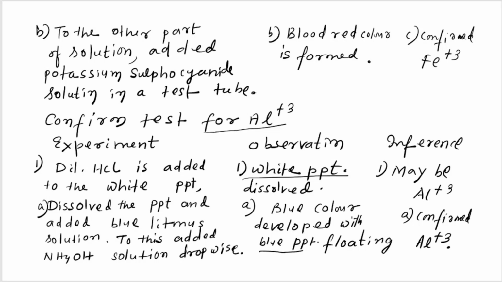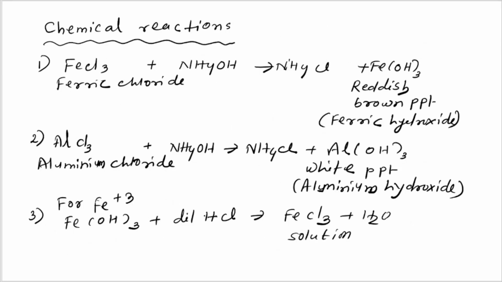Again you see, first a white gelatinous precipitate is there, to that dilute HCl is added. Then what happened? The precipitate dissolves, and it may be Al+3. To the dissolved precipitate you add litmus solution. There are two types of litmus solution: one is blue litmus, the other is red litmus, and here you will add blue litmus solution. Then you can go ahead, and it is sure to confirm Al+3.